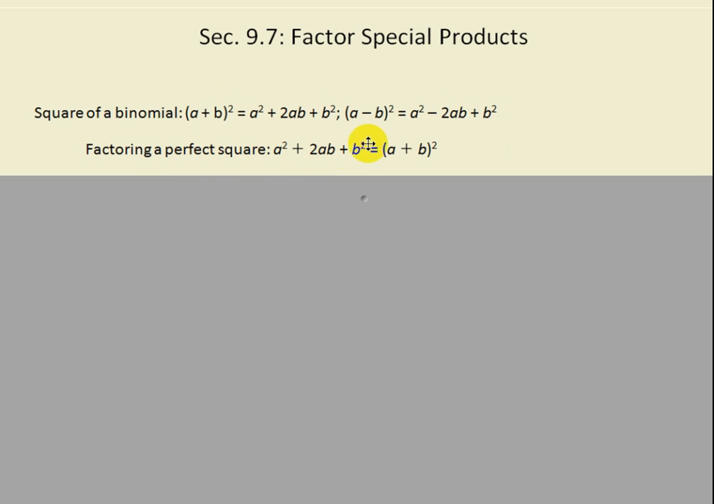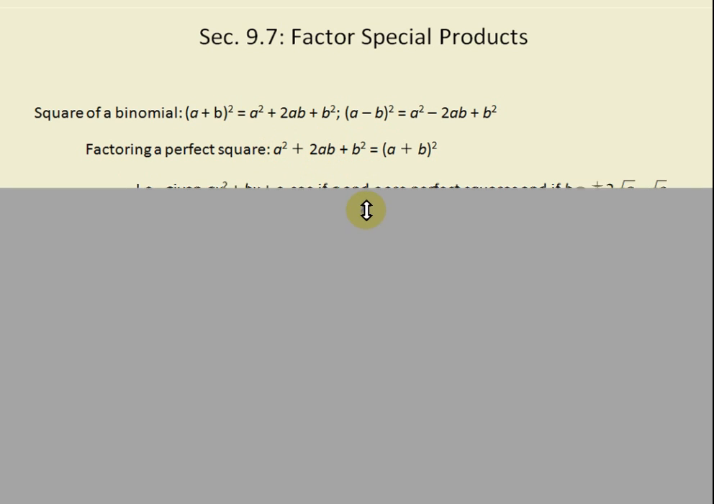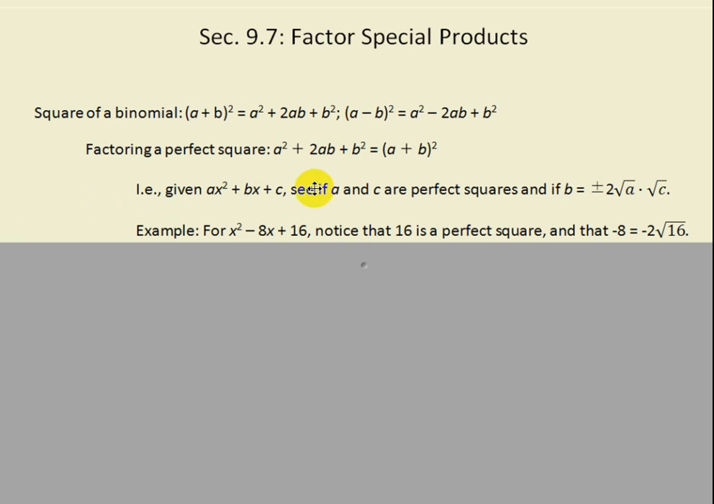So when we find a perfect square that we're trying to factor, what we want to look for is, is that first term, the a squared or x squared or whatever it may be, a perfect square? Is the last term a perfect square? And then is the middle term twice the product of the square root of that first term times the square root of the second term? So in other words, if a and c, remember our coefficient of x squared and the constant, are both perfect squares, then we want to check if b is twice the square root of a times the square root of c. And that can be either a positive 2 times those or a negative 2, either way.